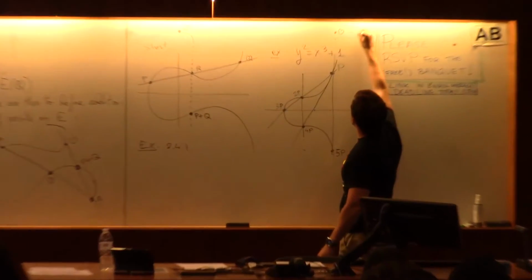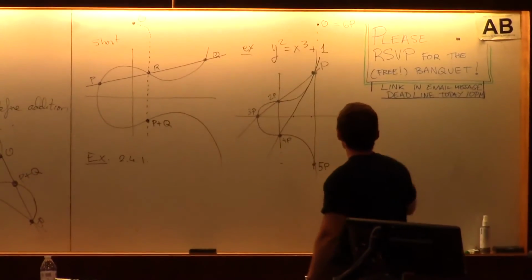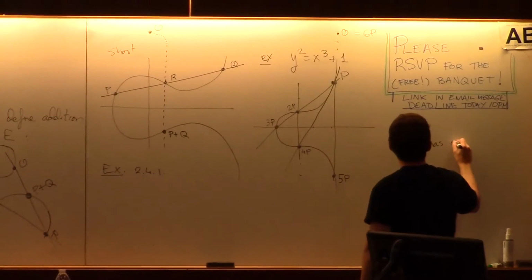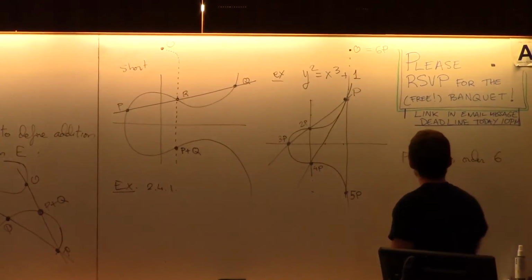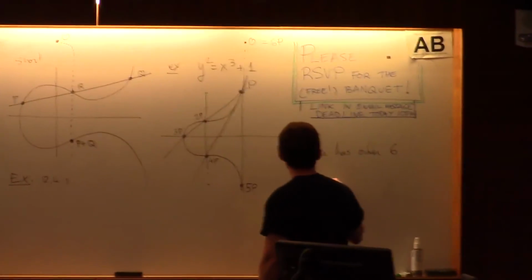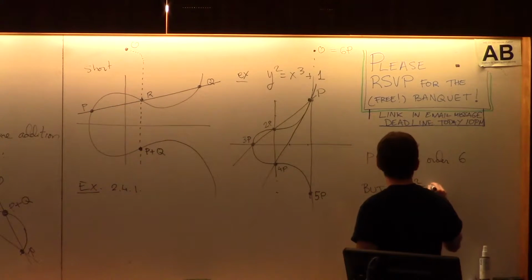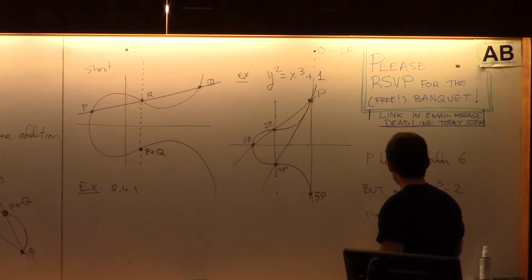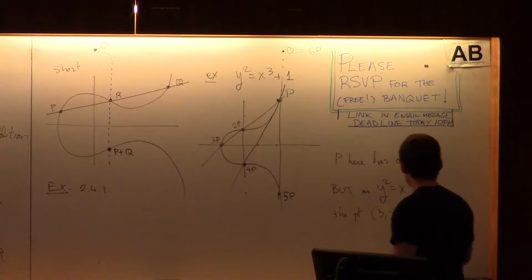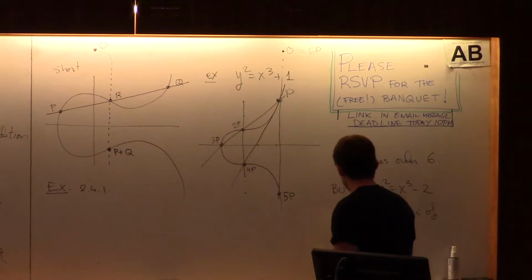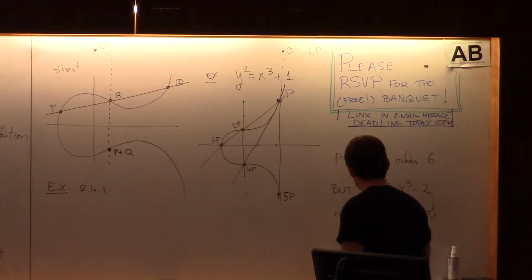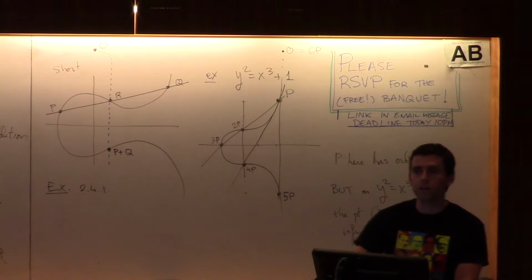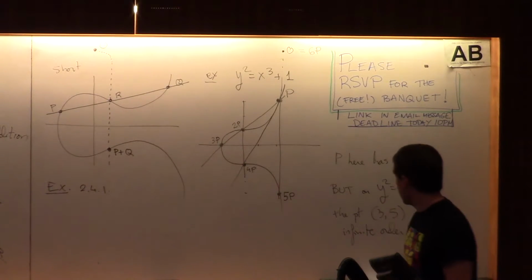So this was 6p. Okay, so p here has order 6, but on y squared equals x cubed minus 2, the point 3, 5 is of infinite order. How do we prove that? Well, that's a little tricky, but we'll get to that.